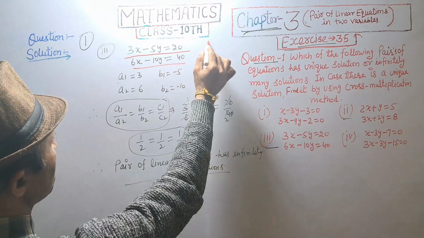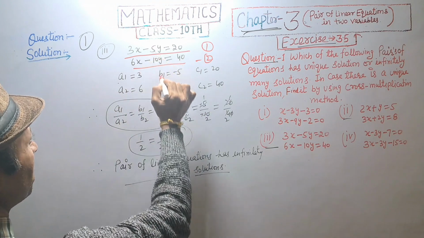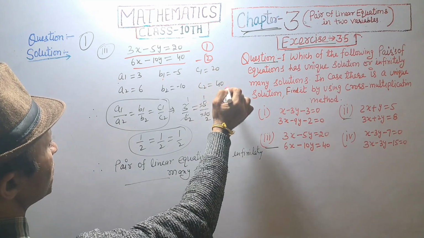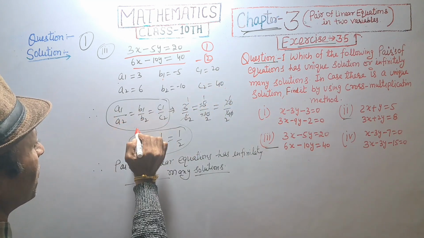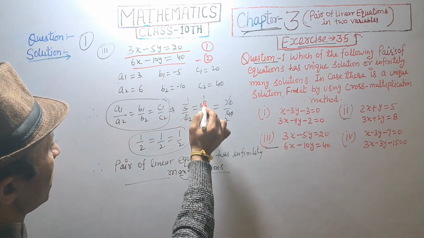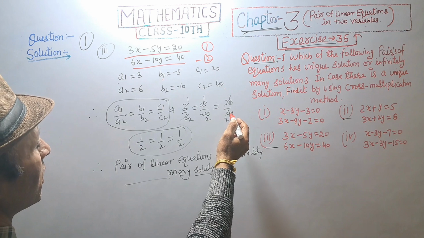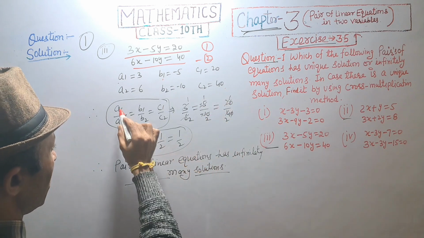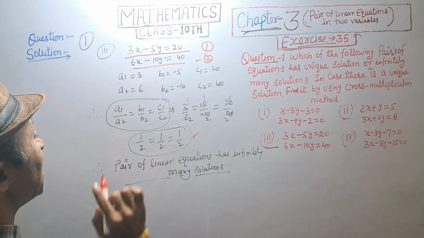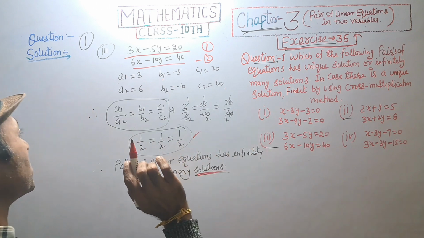Equation first, equation second. A1 is 3, A2 is 6, B1 is -5, B2 is -10, and C1 is 20, C2 is 40. A1 upon A2 equal to B1 upon B2 equal to C1 upon C2. 3 upon 6, that is 1 upon 2, -5 upon -10 is 1 upon 2, and 20 upon 40 is 1 upon 2. If A1 upon A2 equal to B1 upon B2 is equal to C1 upon C2, then the pair of linear equations has infinitely many solutions.